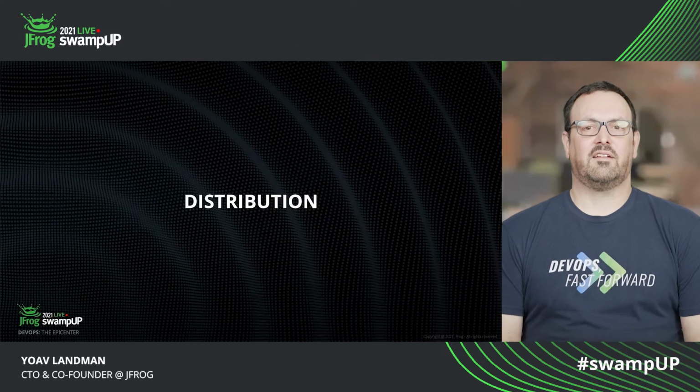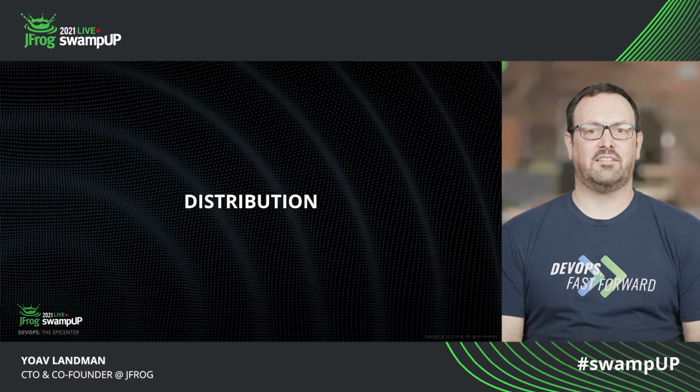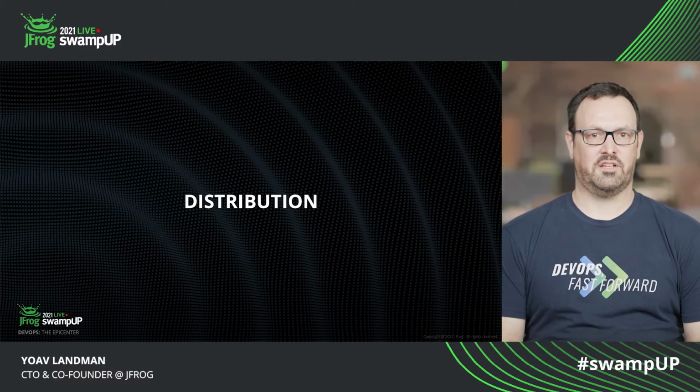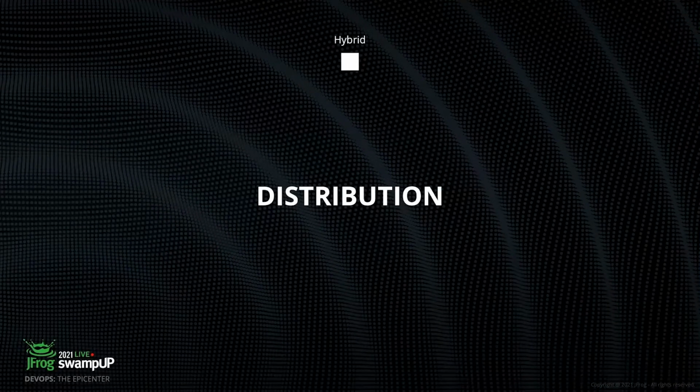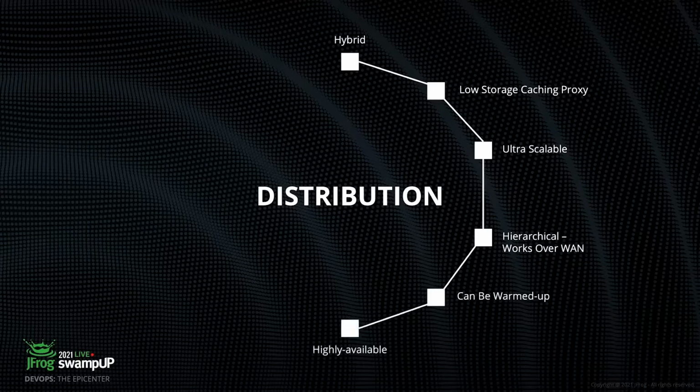So we wanted to take Artifactory Edge and allow you to extend it with a super light distribution setup. And here is what you told us you need from such a solution. First, it's got to be hybrid. That's very important. Then it needs to have a low storage cache. It needs to be ultra scalable, work over the internet. It can be warmed up if you want to. It needs to be highly available. It has to be permission aware and respect security.